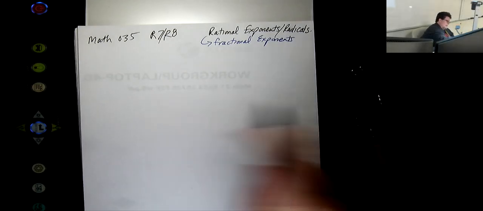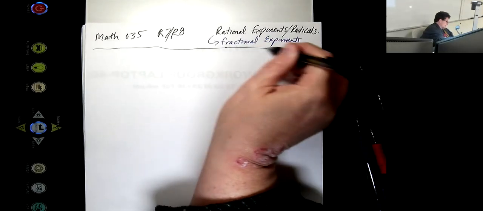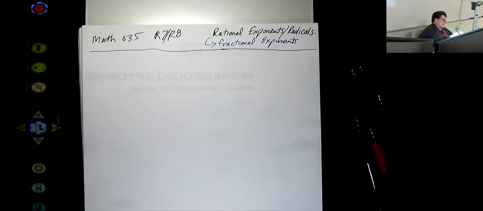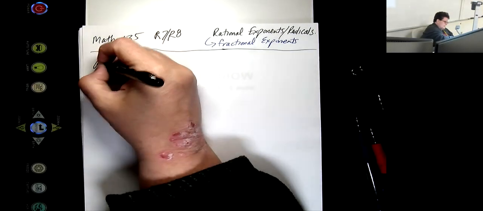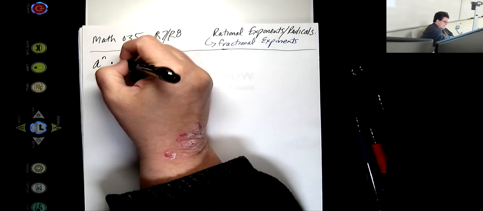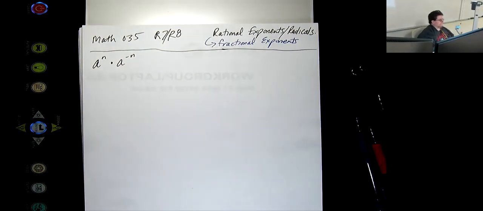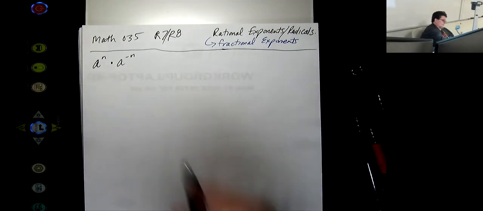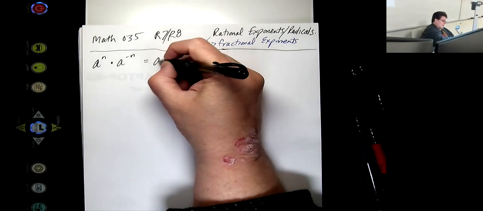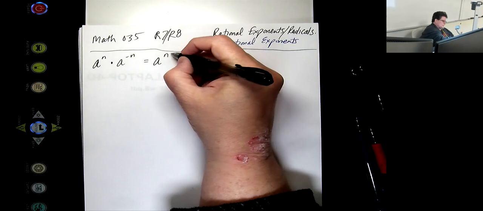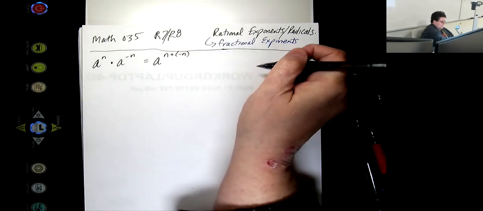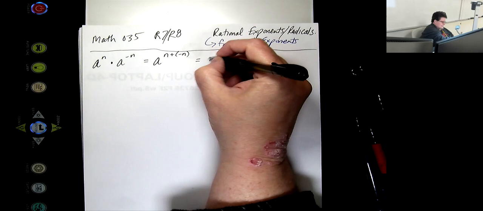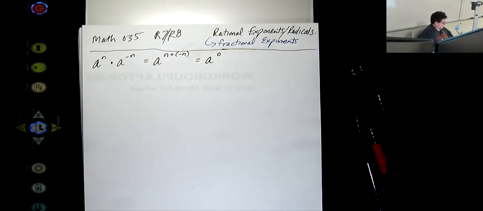So let's just go over some quick rules. The rules of the game. If I had a to the n power and then multiply it by a to the negative n power, we looked at what happened with this before. When we have multiplied together, we add the exponents up. And n plus negative n is 0. So I have a to the 0 power.